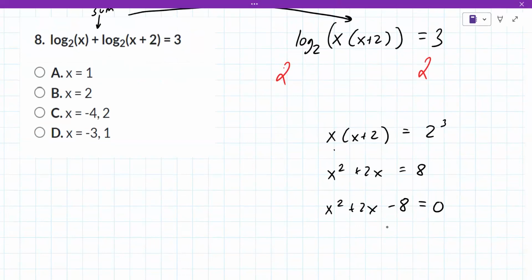Okay. I'd like you to try factoring this one. So you're looking for two numbers that multiply to -8, but add to +2. It's always multiplies to the last number, adds to the middle number.